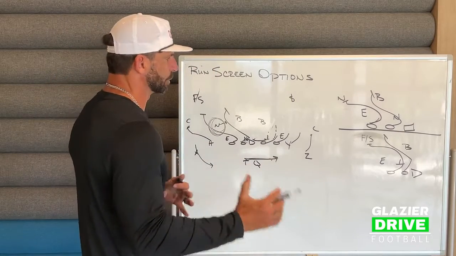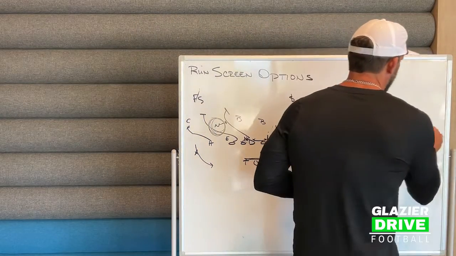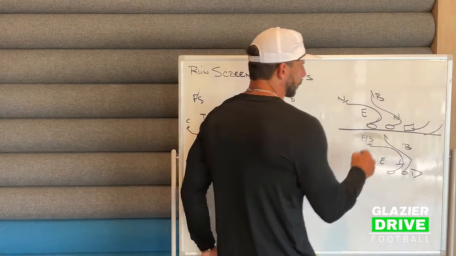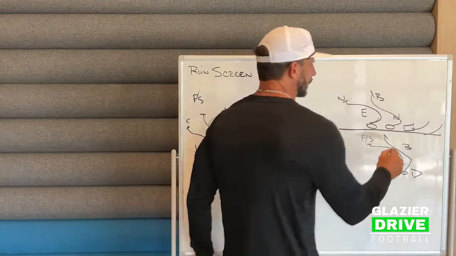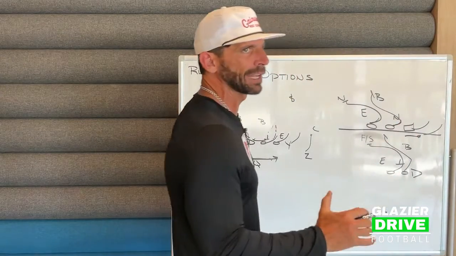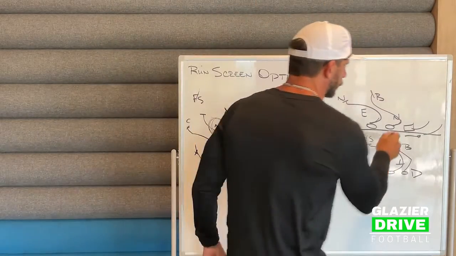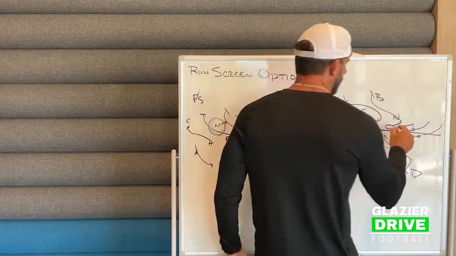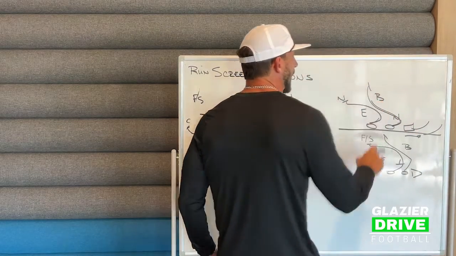So how do we run this screen? Well, if you look over here, this is the back side. So we're running outside zone to this side, and they've got the tunnel screen to the boundary. The rule that we tell our OL is you're trying to get your face across, because we're running outside zone this way. So this guard's trying to get his face across or at least reroute him or stop his charge to where we could get that ball outside without him running it down. We'd like to get under him and get back out, but if we can't, all right, then we want to reroute him, stop his charge, then we're getting back out flat.